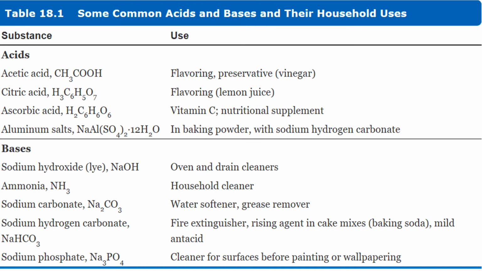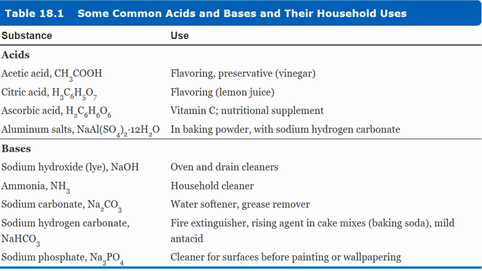If you are not sure about your answer, look at this table. This table shows us the molecular formula and the name for the acid that are contained in those products. For example, we have acetic acid in vinegar. For citrus fruits, we have citric acid. And for vitamin C, it's actually ascorbic acid.